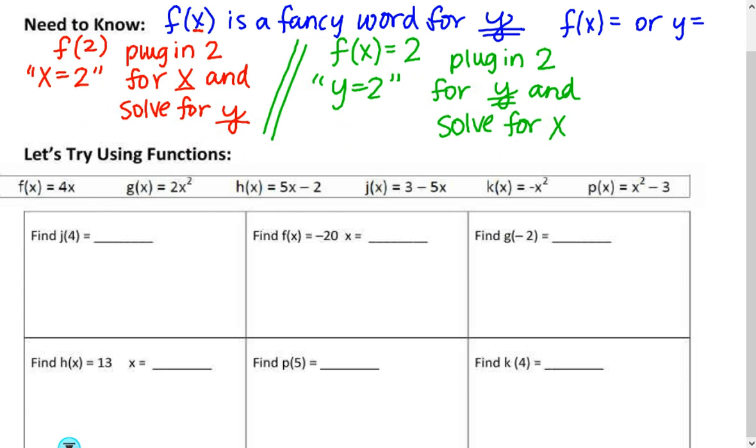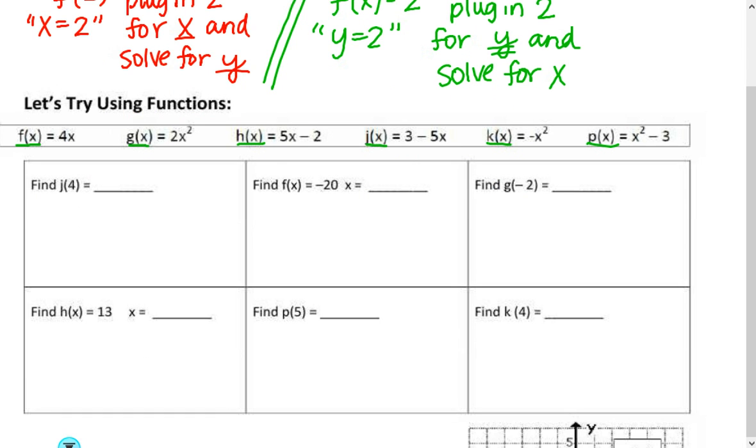So let's try. First notice we got a bunch of functions. We have an f function, a g function, h function, j function, k function, and a p function. So we gotta pay attention to that. So here's 3 steps I would go through. My first thing, I would identify what did they give me. Did they give me an x value or did they give me a y value? Alright, so j of 4. Well, looking back up here, what we just wrote down is that this is giving me an x value. So this says x equals 4. That's the first thing I would write.